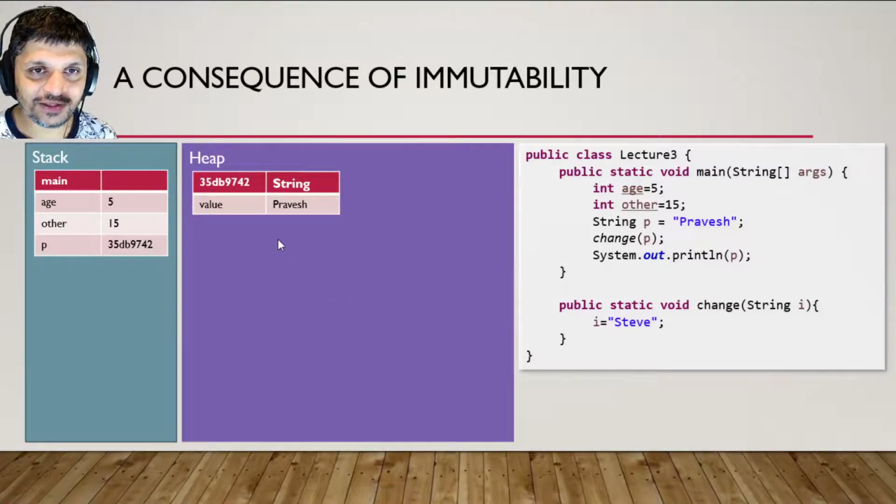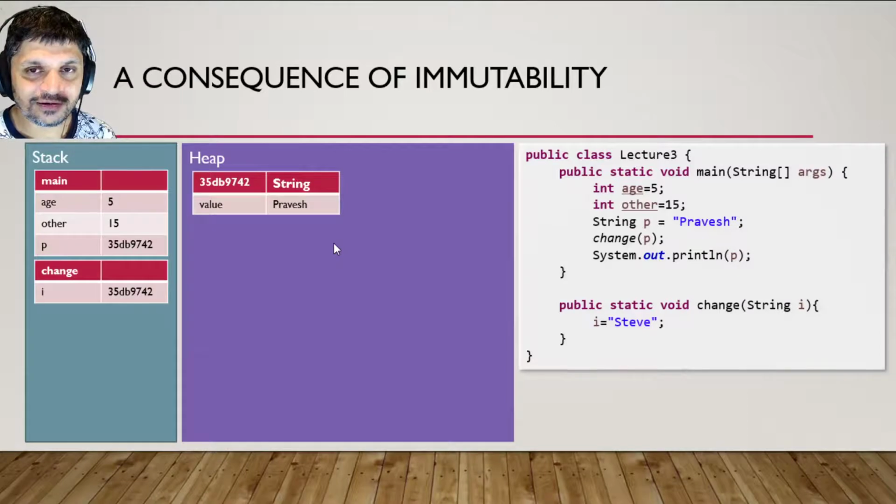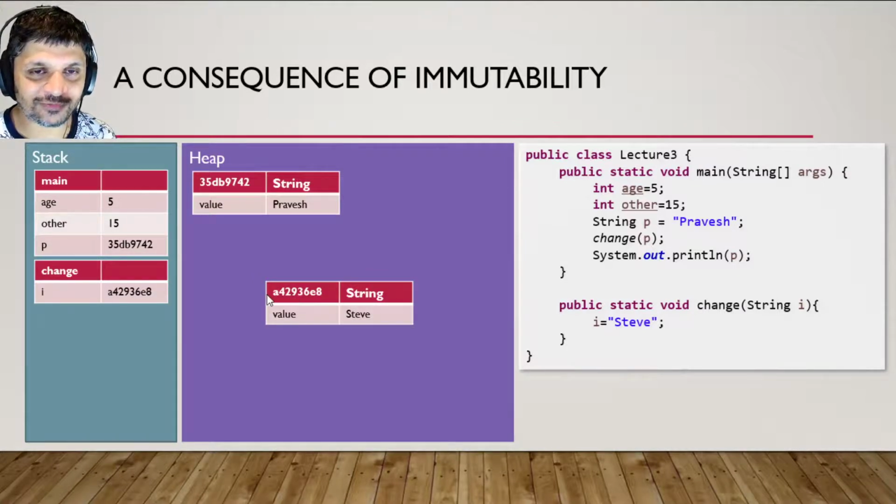So I set string p equals Pravesh, so I ended up with this string object here with value Pravesh, and there's a pointer to it called p. When I call change on p, I get a new stack frame. I get this variable i, which is a copy of p. When I say i equals Steve, well, it's not possible for me to change this variable Pravesh. It's immutable. So that means I have to make a new variable called Steve. And if that variable is in position A429368, some random string again, then that's what i changes to. But if you look at it, p didn't change at all, right?